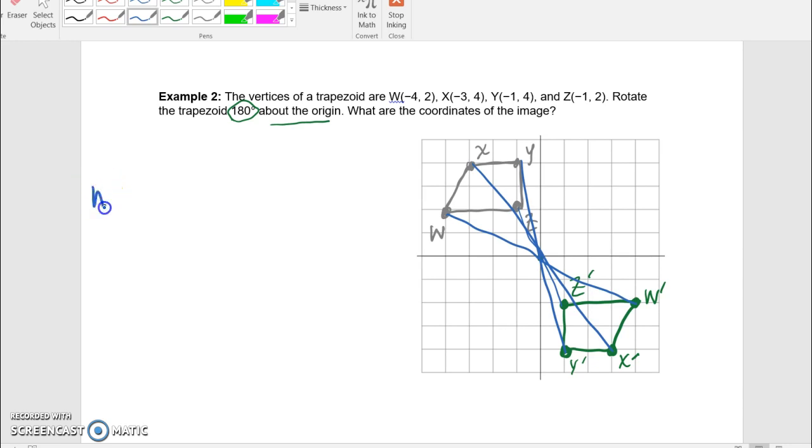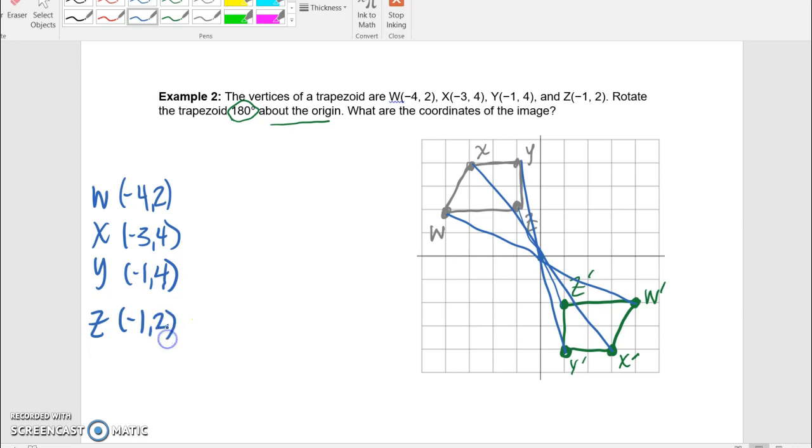Now, I'm going to make a chart for W, X, Y, Z. I'm going to use the points that were given to me, -4, 2, -3, 4, -1, 4, and -1, 2. And now let's make a chart for W prime, X prime, Y prime, and Z prime. So our W prime is now at 4, -2.